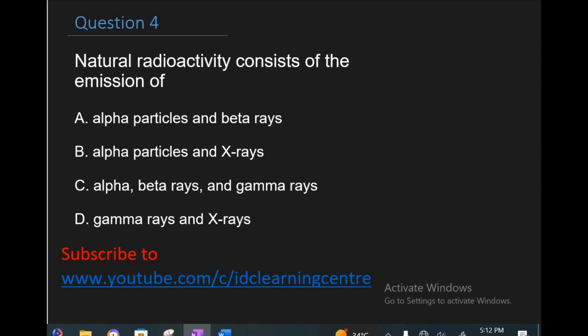The correct answer for this question is C. Natural radioactivity consists of the emission of alpha, beta rays and then gamma rays. Right, so all of them are natural radioactivity. Okay, so the next question here is question 5.